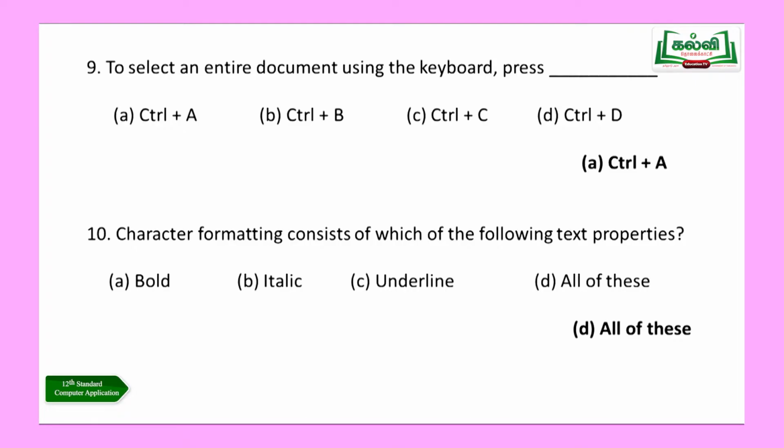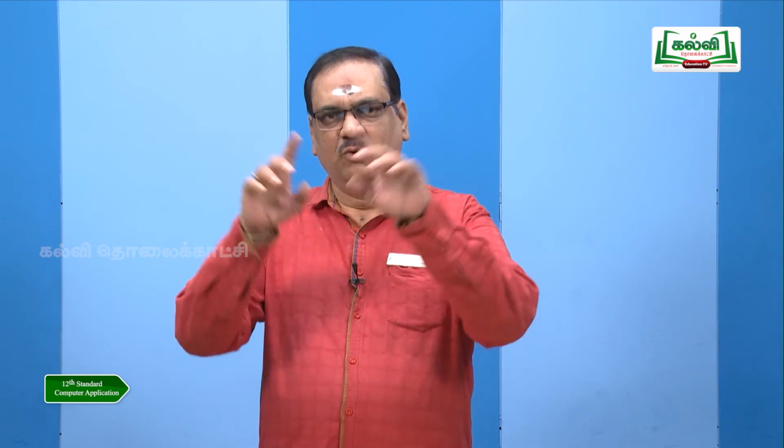Next, we move on to the tenth question. Character formatting consists of which of the following text properties? See, formatting means there are many things you can format. Students should remember it like this. First, they should start with the character, then move on to the word, from the word to the line, then from the line to the paragraph, and then the page. The formatting goes from character, word, line, paragraph, then the whole page.